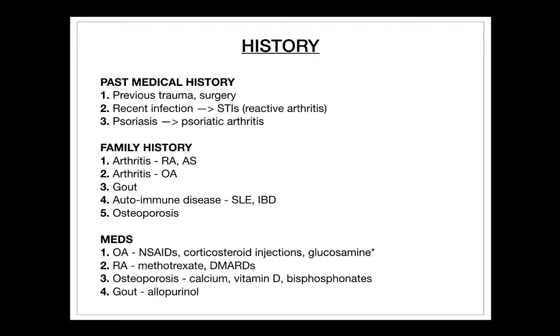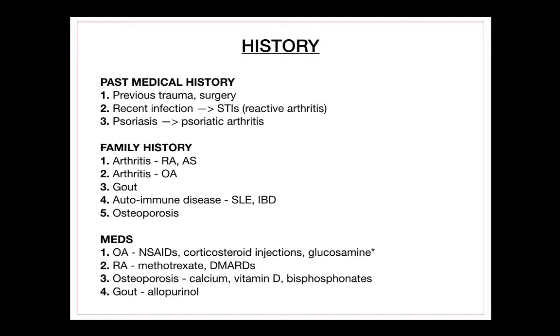Okay, just really quickly, past medical history. Obviously you want to know if there's been any trauma, if they've had any past surgery, any joint surgeries, any recent infections, especially in young people, STIs. Gonorrhea can give you reactive arthritis, and that can be acute onset and quite severe, so just screening for that. And psoriasis, the skin condition, because you can get psoriatic arthritis, which can present with that. So that's good to ask about as well.